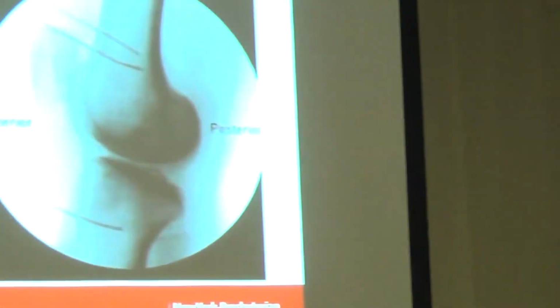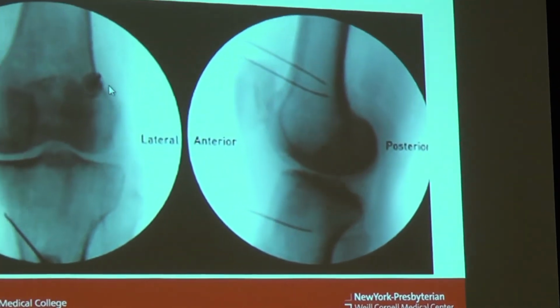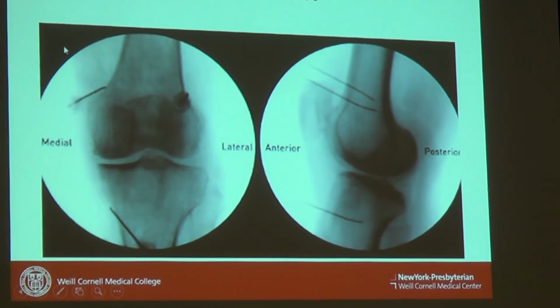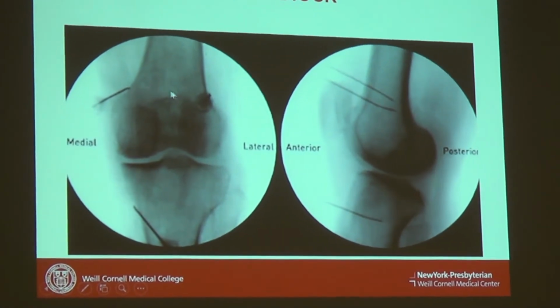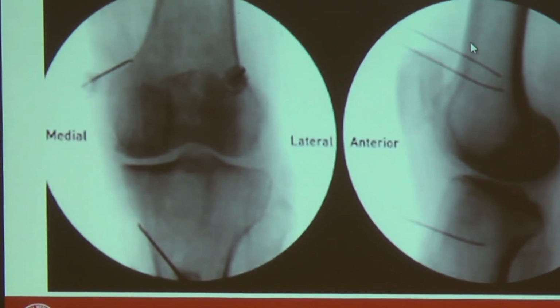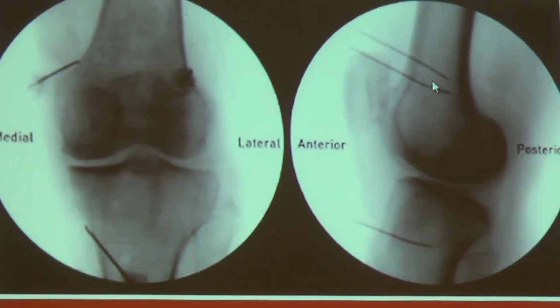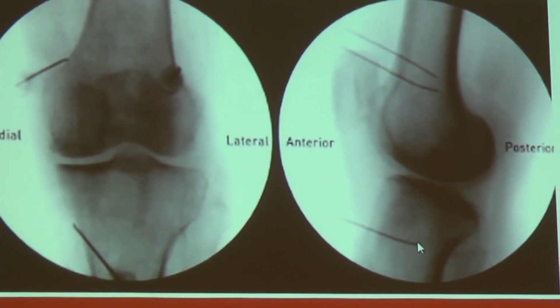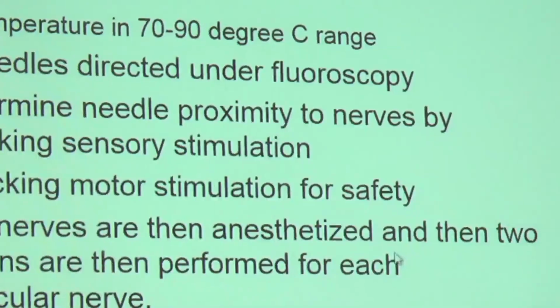And here you see the X-ray guidance of the needles actually coming in. This is the outside of your knee joint. This is the inside. So we have a needle up here, and then one down below. This is a side view of that, going to about the middle of the joint there, and blocking that nerve.